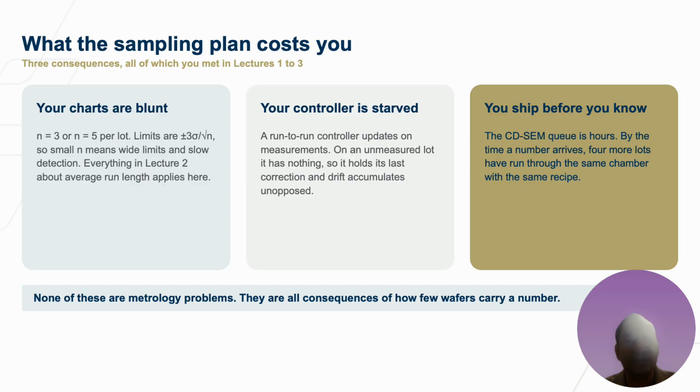Your controller is stalled. A run-to-run controller updates its correction when a measurement arrives. On an unmeasured lot, it has nothing to update with, so it holds its last correction and the drift keeps accumulating unopposed. If you measure 1 lot in 3, your controller is effectively running at a third of its design bandwidth. And you ship before you know.